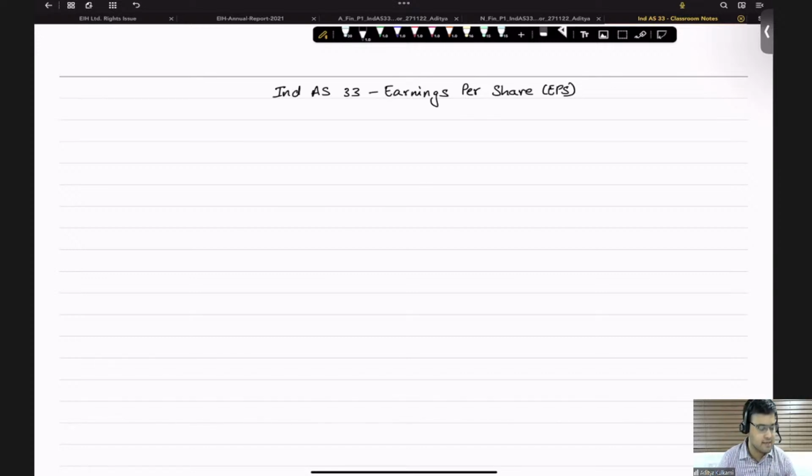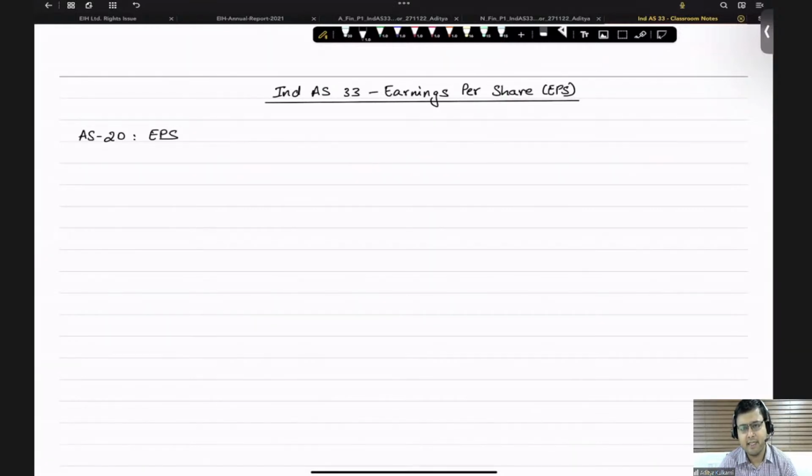Okay, so let us start up with Ind AS 33, that is earnings per share. You already had a particular standard in your IGAP, that was AS 20. We had AS 20, which also had the same name, earnings per share. Good morning, Sumit. Good morning, Soham. So we had this standard AS 20 that dealt with EPS.